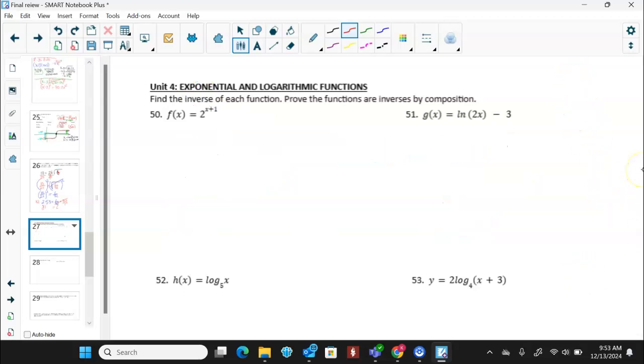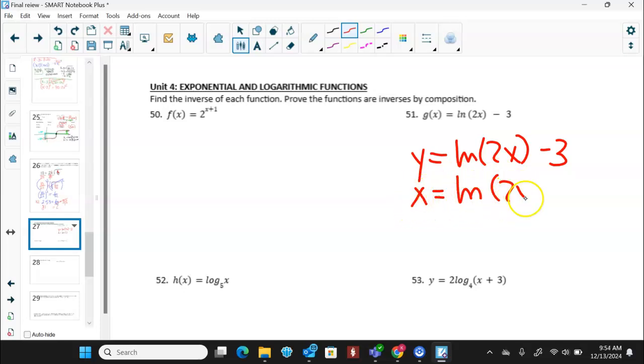All right, now question 51 again. This is a natural log function. So I'm going to change that to y right here first. g of x is y equals ln of 2x, and then outside, what does not belong to the natural log is -3. So first, we're going to change x and y. Okay, now to change the ln into an e, because that's its inverse, I first need to get rid of that 3, because again, that 3 does not belong to that natural log.